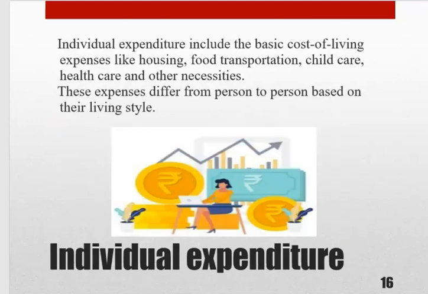Individual expenditure includes the basic cost of living expenses like housing, food, transportation, childcare, healthcare, and other necessities. These expenses differ from person to person based on their style of living. It's basically your income.